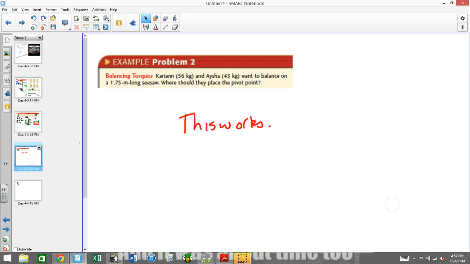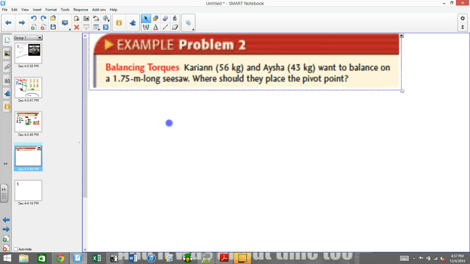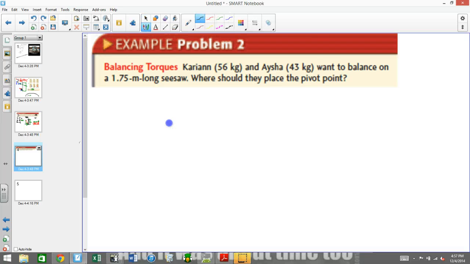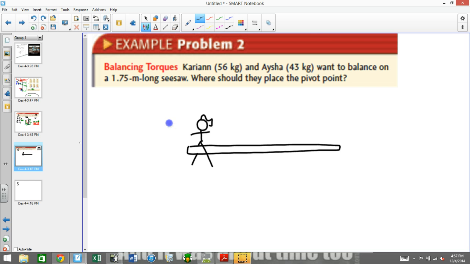Another example problem that we can do with torque is the balancing of torques. So you've got two girls on a seesaw. Carrie Ann, and she's 56 kilograms. And Aisha, she's smaller. She's 43 kilograms. Where do I put this pivot such that they balance?